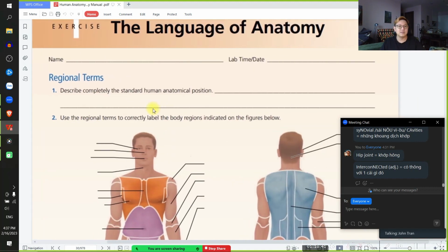Okay, regional terms. Describe completely the standard human anatomical position.